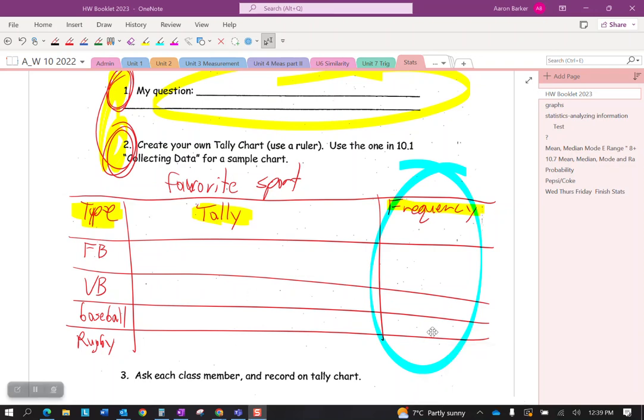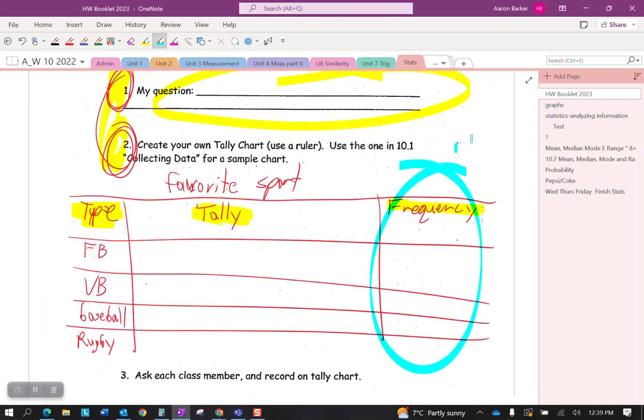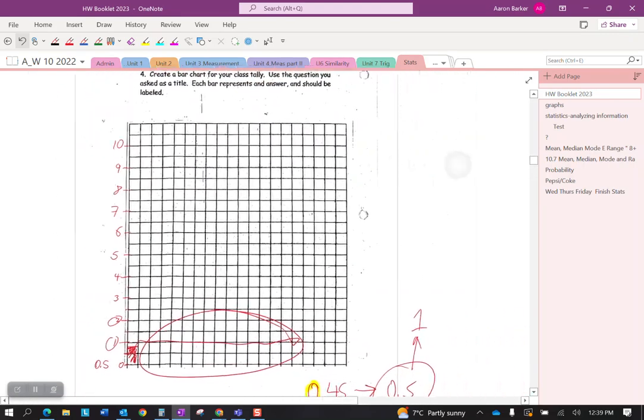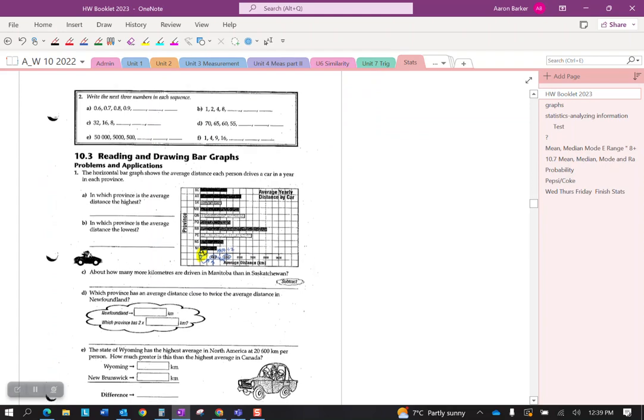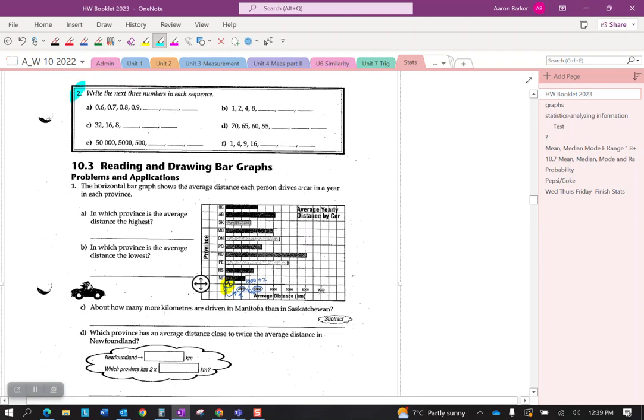Wait, so now what you're going to do is you're going to take your tally chart, and now that you've done your frequency, you're going to go and do your bar graph. Once you've done your bar graph for your survey, then you're working on 10.3, and yes, you do have to do number 2. Okay, working on patterns and series. So you're graphing your data, 10.3. Go.